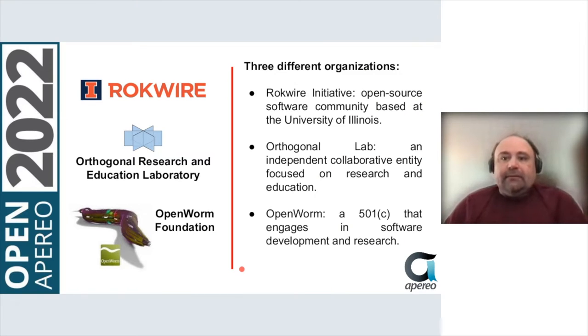So I'm going to talk about three different open source organizations today. One of them is the Rokwire Initiative, which is an open source community based at the University of Illinois. The second one is the Orthogonal Lab. It's an independent collaborative entity focused on research and education. And then the Open Worm Foundation, which is a 501c open source organization that engages in software development and research.